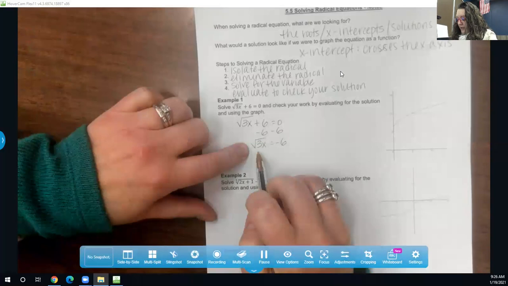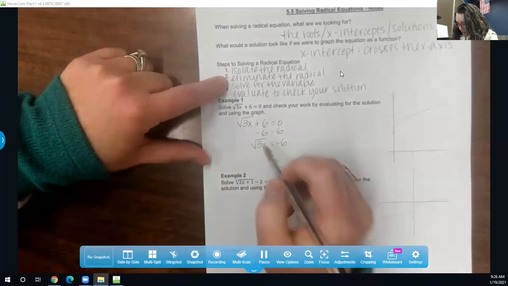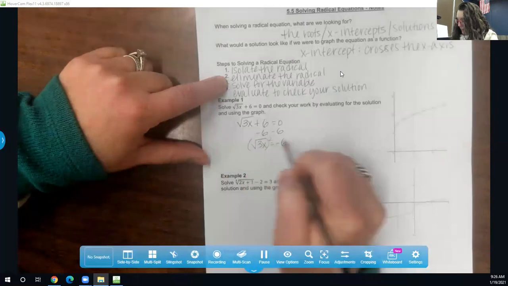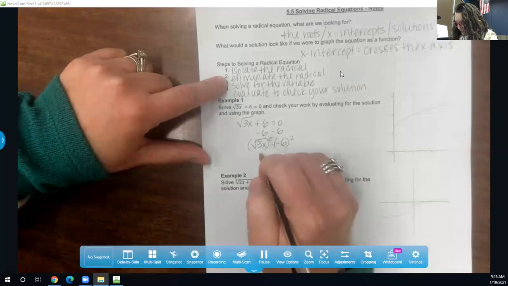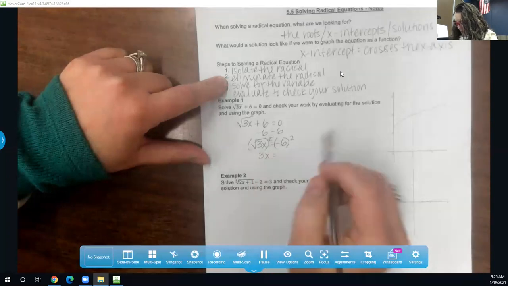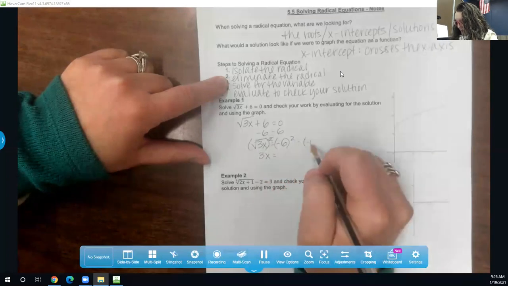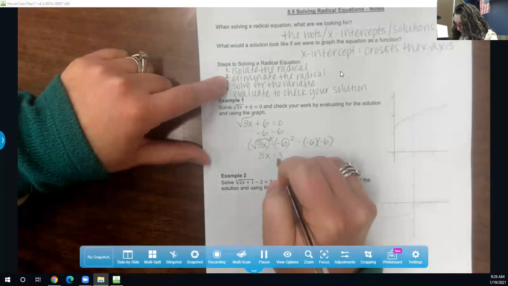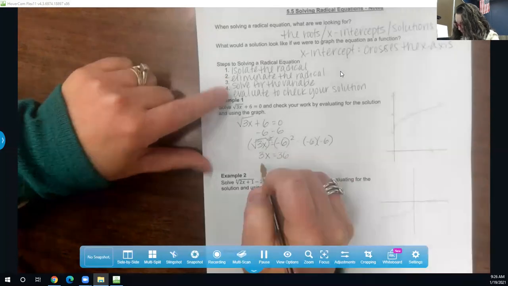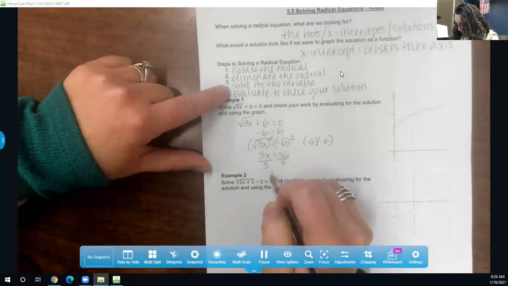Now I'm going to eliminate the radical. Because this is a square root, I'm going to use opposite operations to square both sides. This eliminates my radical here. So I have 3x equals negative 6 squared, which is the same as me saying negative 6 times negative 6, which gives me 36. And now I'm going to solve for the variable by dividing. So I have x equals 12 here.